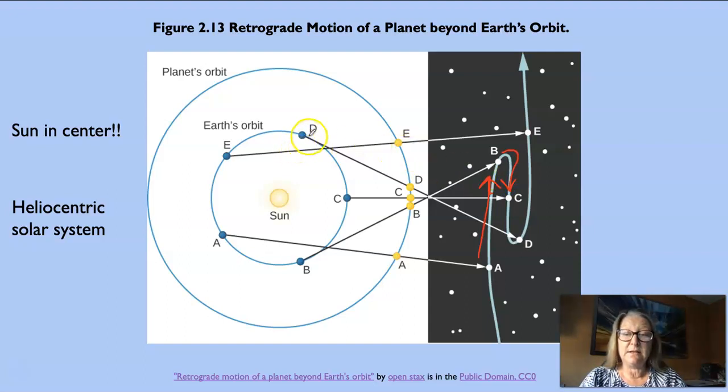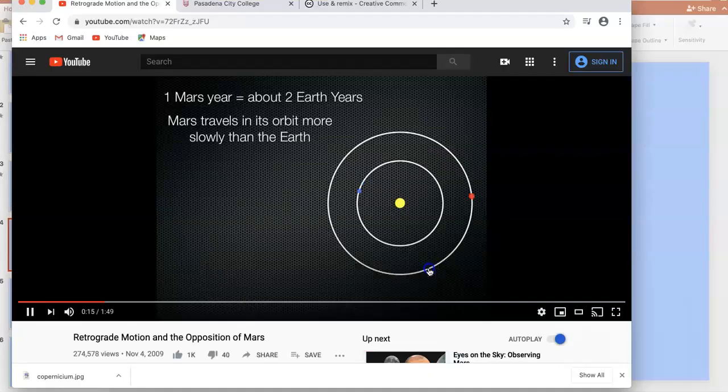At position D, Mars has moved even more in the wrong, so to speak, direction. But by time E, Mars is once again moving correctly from west to east. And that is actually what explains retrograde motion. Now, I'm going to show you a short video that might make this a little more clear.